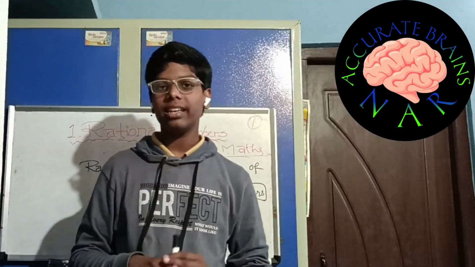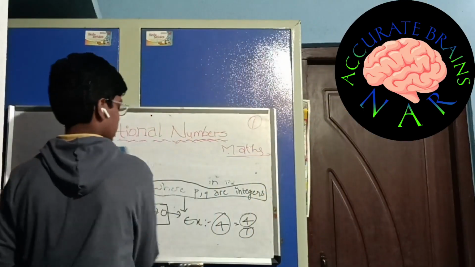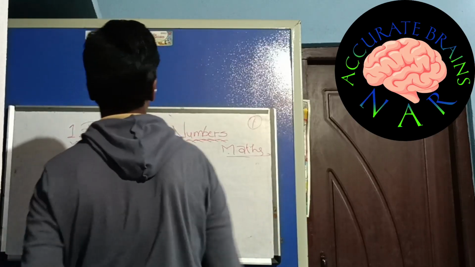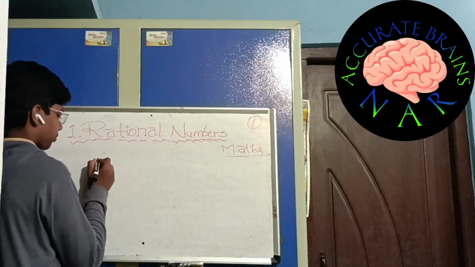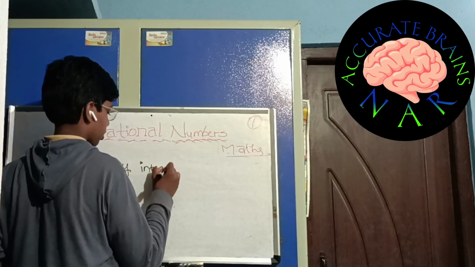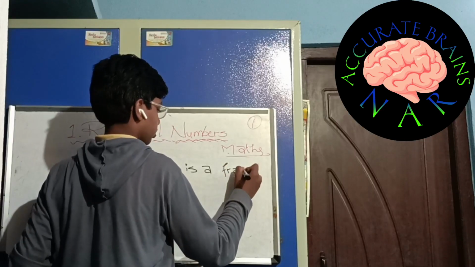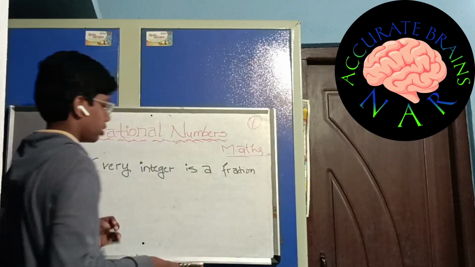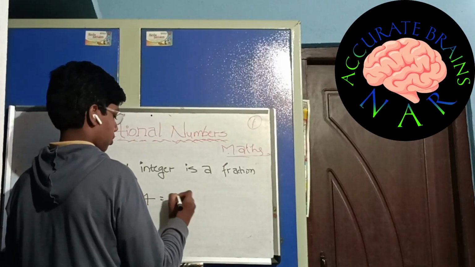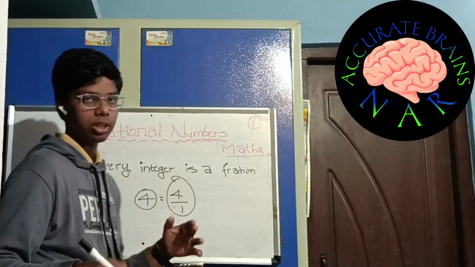It is very easy. The topics are interlinked. If we listen to the whole class, we will understand that all the topics are interlinked. Our next topic is: every integer is a fraction. As I told you, 4 can be written as 4 by 1, which is a rational number. So we can conclude that 4 is also a rational number.